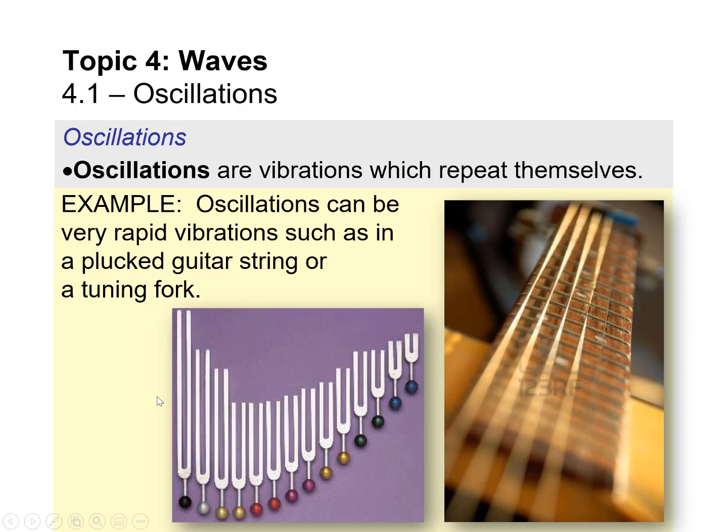A couple of examples of oscillations. Anytime you're listening to any music, that sound is produced by an oscillation of something, which causes a wave of the same frequency to vibrate through the air. So tuning forks or guitar strings are all examples of oscillations.